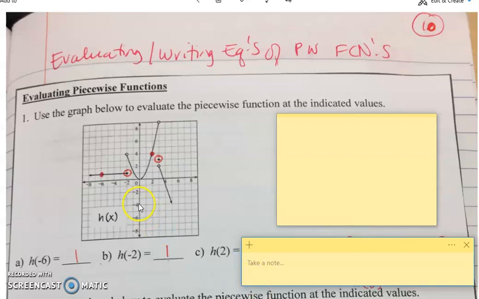For letter C, I'm going to go to x equals 2. I'm going to go up to the parabola. That value is 4. So h of 2 is 4.